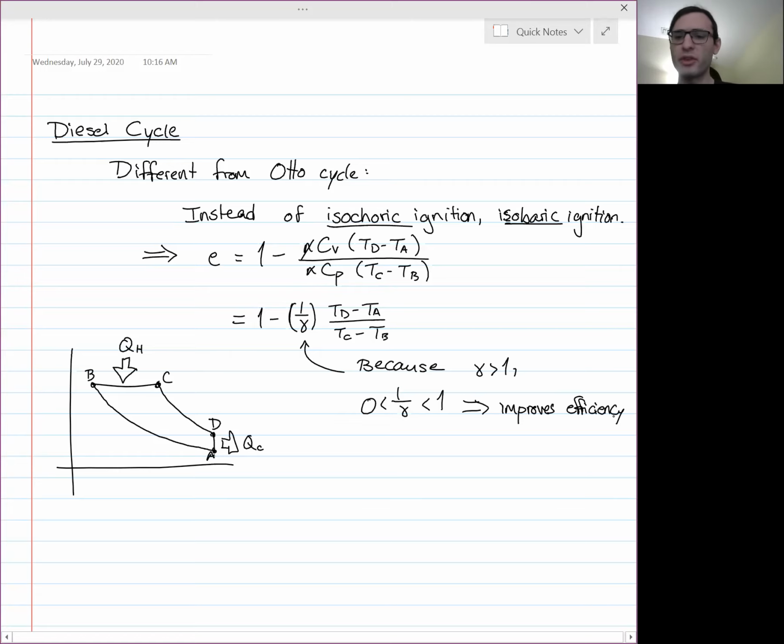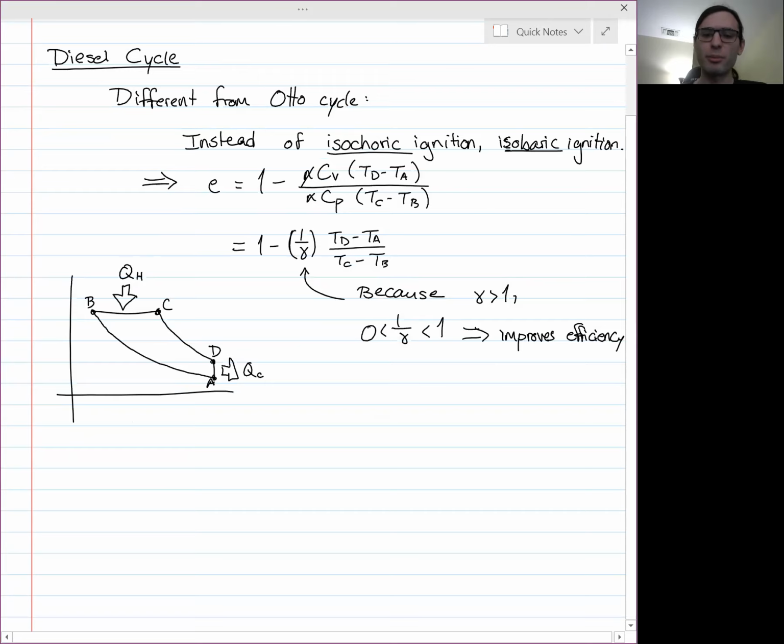Also, on top of the efficiency that you gain from this 1 over gamma, remember that the compression ratio was a factor in the efficiency in the Otto cycle. It's also a factor in the efficiency in the diesel cycle for the same reason. But the point I was making is that the compression ratios can typically be higher because the air is compressed without fuel present in a diesel cycle, whereas you don't want to compress the air too quickly when there's fuel present in an Otto cycle, because then you might get spontaneous ignition, which is not good. I think that's called knocking.